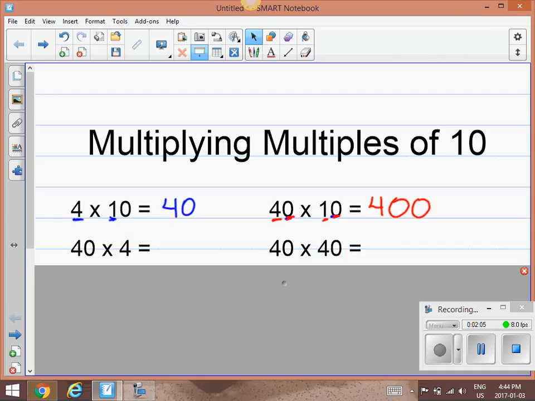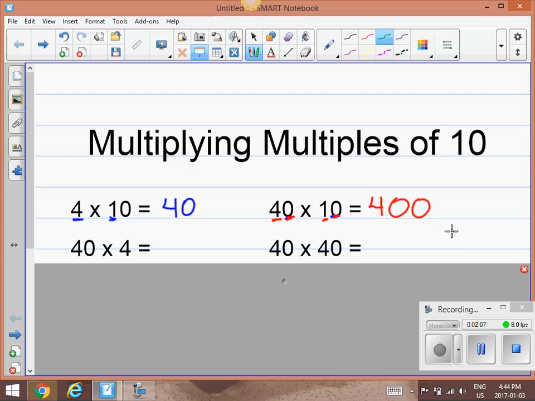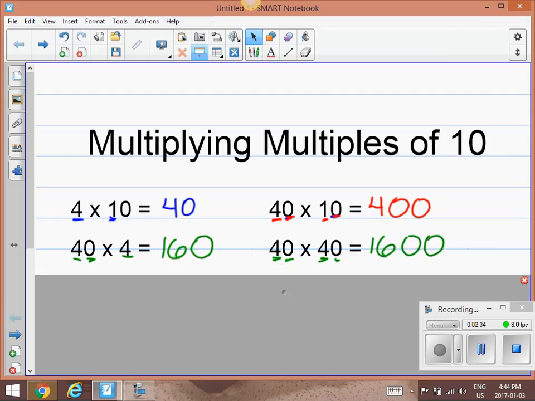So another example, 4 times 4 is 16. We have 1 0. So we're going to add. 40 times 4 is 160. We now have 40 times 40, so we're introducing another 0. So 4 times 4 is 16. We have 2 zeros to add. So we have 1,600.